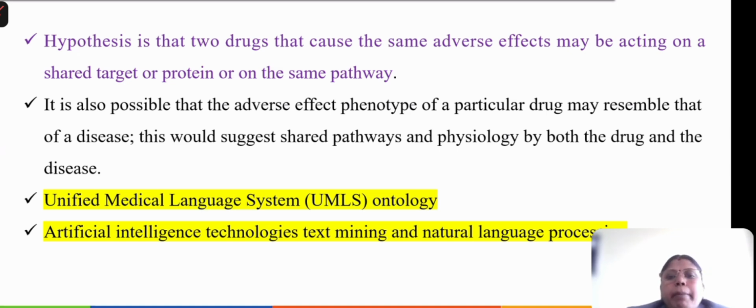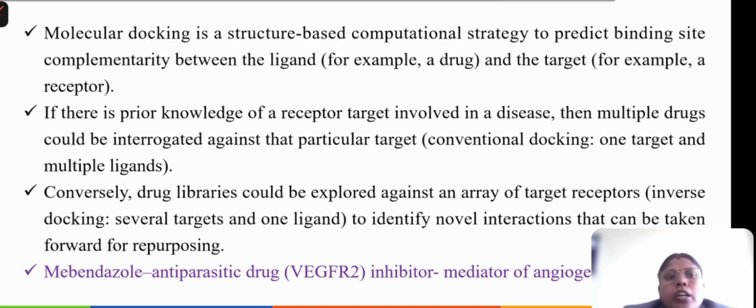This would suggest shared pathways and physiology by both the drug and the disease. Okay, so these are all some tools, especially the text mining, natural language processing, and unified medical language system ontology. So these tools will give you the adverse effect. Okay, and molecular docking, computational molecular. So the first signature is over. It may be transcriptomic, chemical, or it may be the adverse effects.